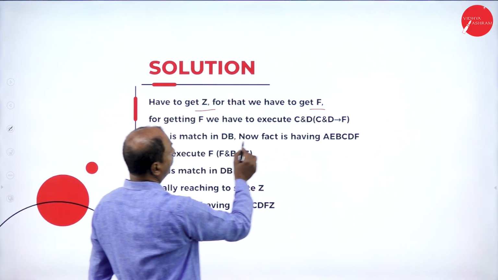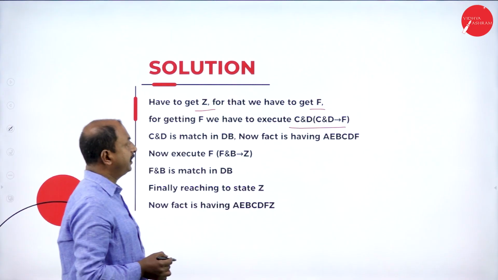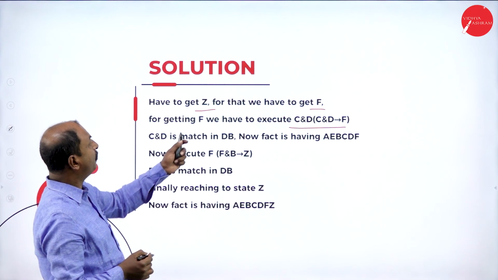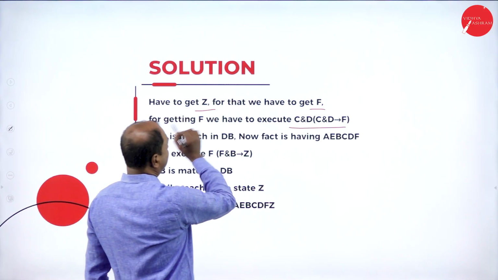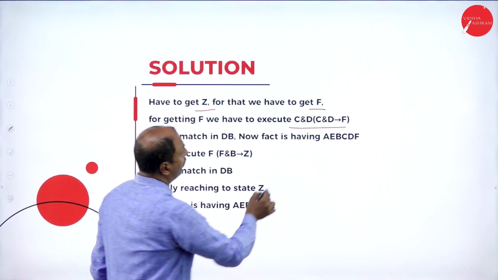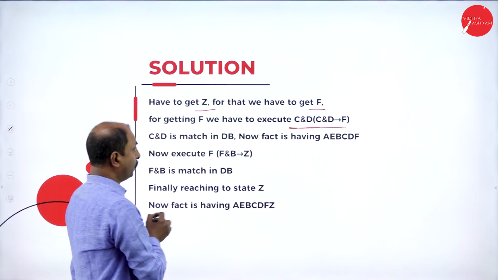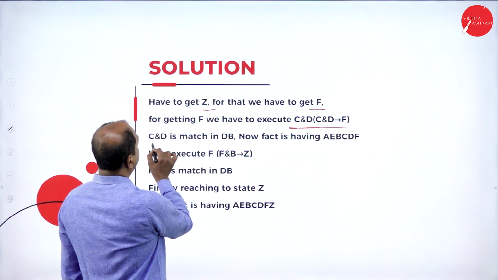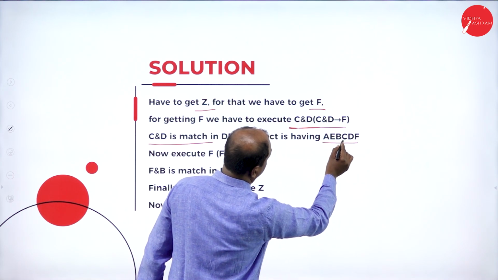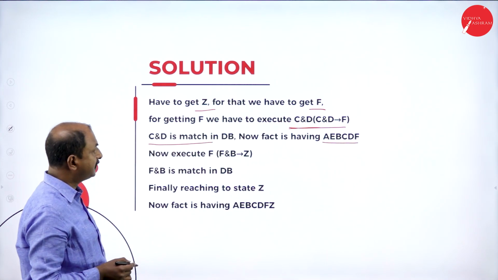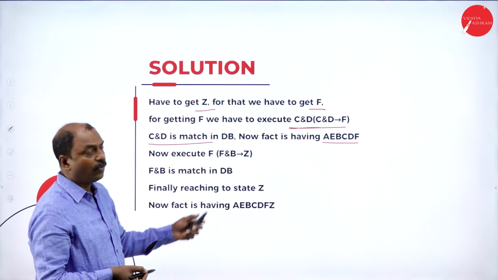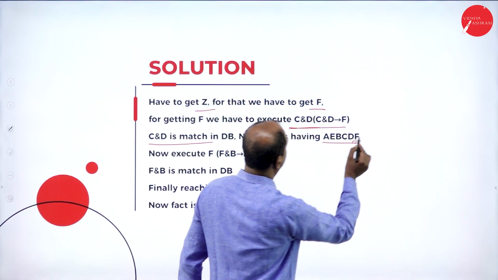Then for getting F, we have to execute C and D. In the previous slide, we looked at the reasoning part of all the rules. Now we have to execute them one by one. To get Z, we have to get F first. To get F, we have to execute C and D as per the rule. Once C and D are matching in the database, the database will have A, E, B, C, D and F. In the previous step, we got D, A, E, B, C, D. In the next step, we have got F in the database.